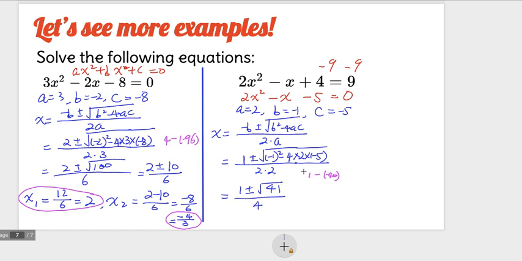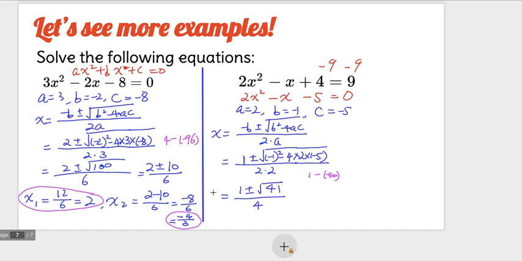Sometimes some students might ask, is it possible to break down radical 41 more? There's no way to do that, because no matter how you break down 41, you cannot find a perfect square number times another number to get 41. So that's why we're not going to do this part, because there's no such thing.